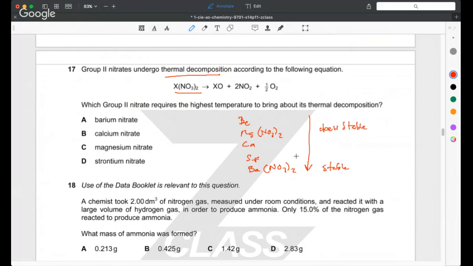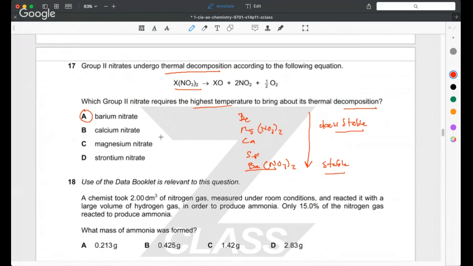Okay, so if this one is stable and this is less stable, which one is going to require the highest temperature for its thermal decomposition? Well, the one that is more stable will need the highest temperature to decompose. And so you're looking down the group here, the one that's at the bottom of the group is barium nitrate. So you're choosing answer A, the most stable of the group 2 nitrates, and so you're going to need a higher temperature to trigger its thermal decomposition.